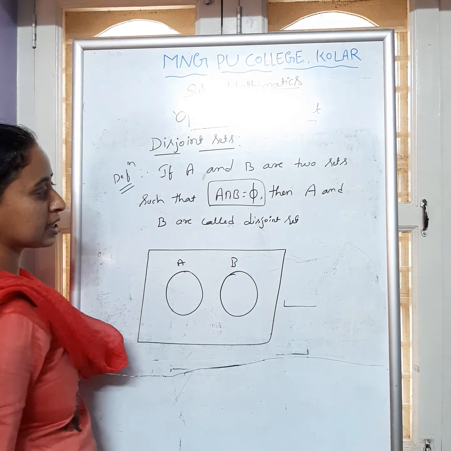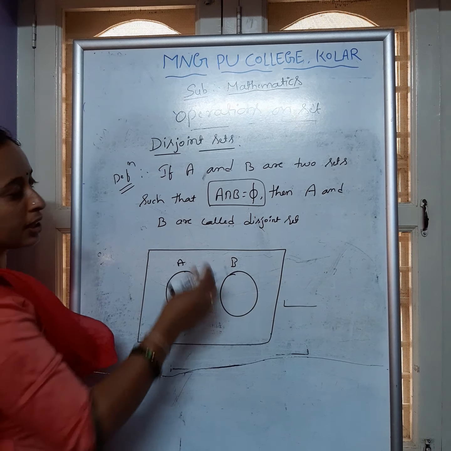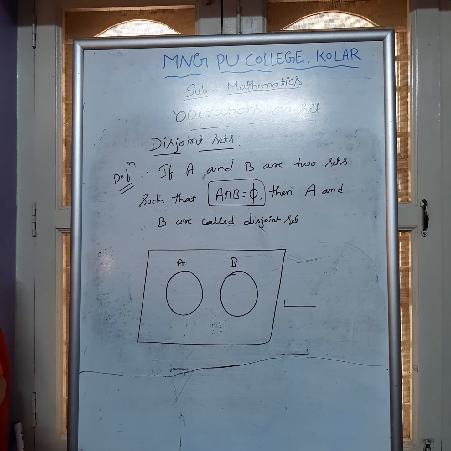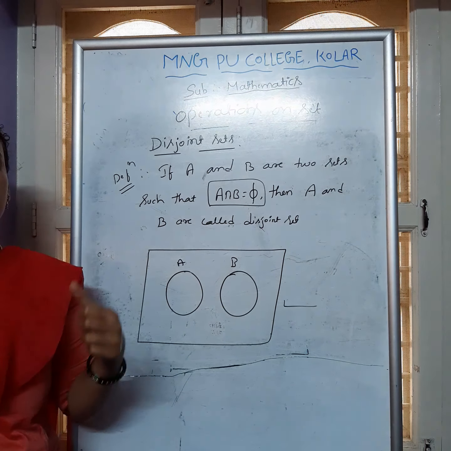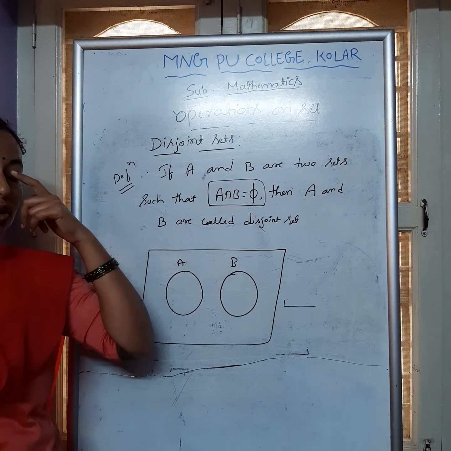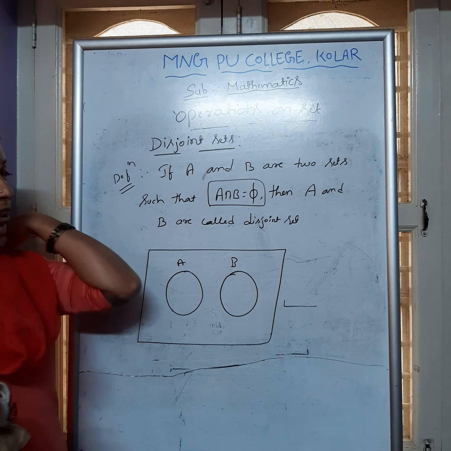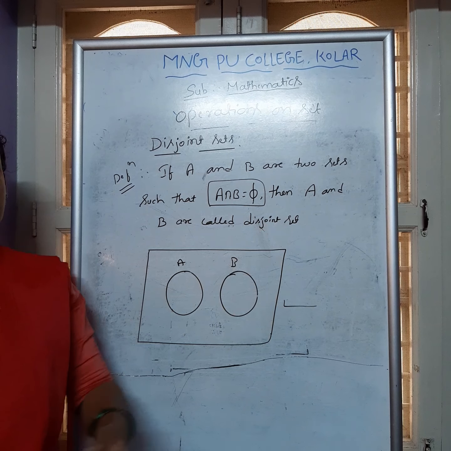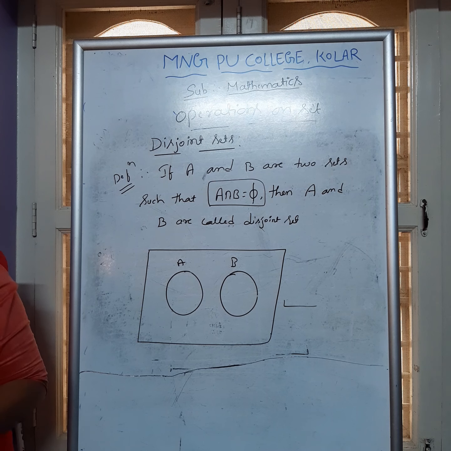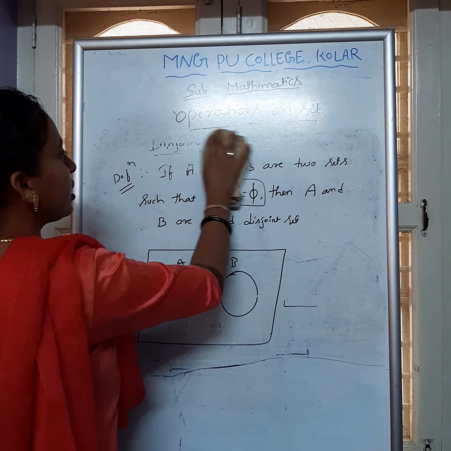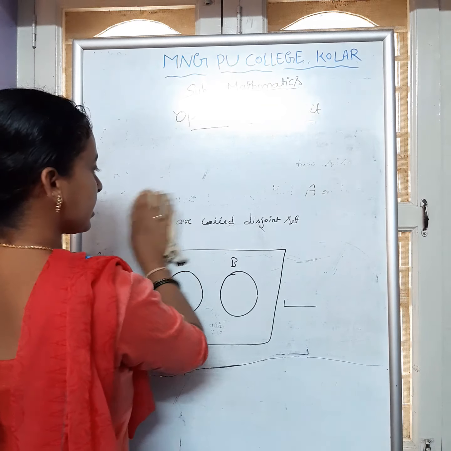This type of sets we call disjoint sets. And this is very important: A intersection B equal to null set. So if A and B are two sets such that A intersection B equal to null set, when both sets contain different elements, that type of sets we call disjoint sets. Okay, this one. Let's move on to the differences of sets.